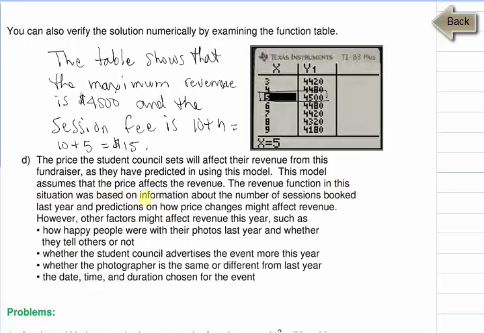The revenue function in this situation was based on information about the number of sessions booked last year and predictions on how price changes might affect revenue. However, other factors might affect revenue this year, such as how happy people were with their photos last year and whether they tell others or not, whether the student council advertises the event more this year, whether the photographer is the same or different from last year, the date, time, and duration chosen for the event. So all of these factors can affect how many people are going to show up also to have their portraits taken. Okay, so 3.3 is now concluded.